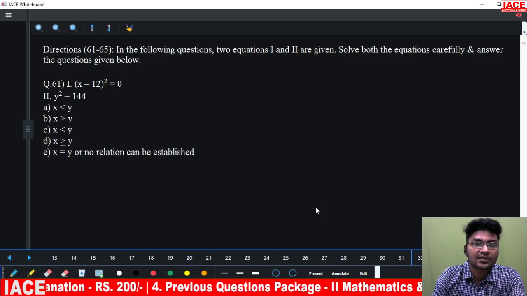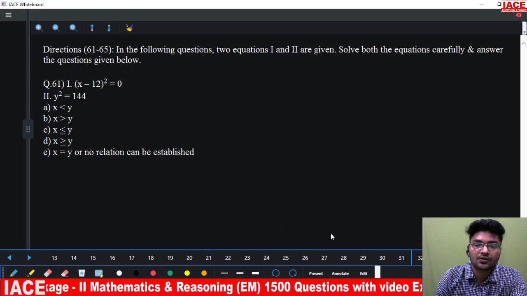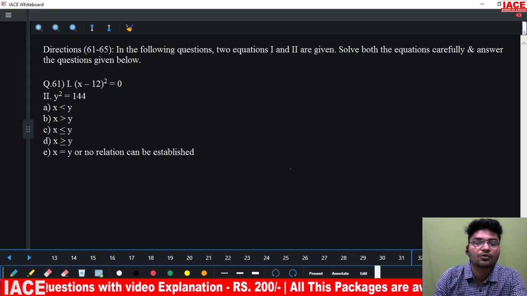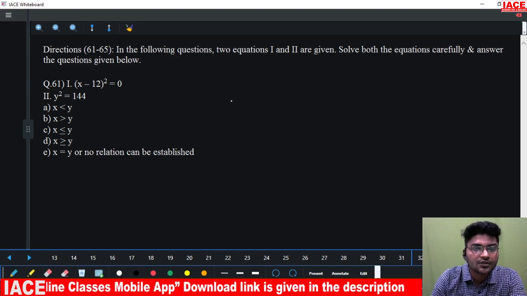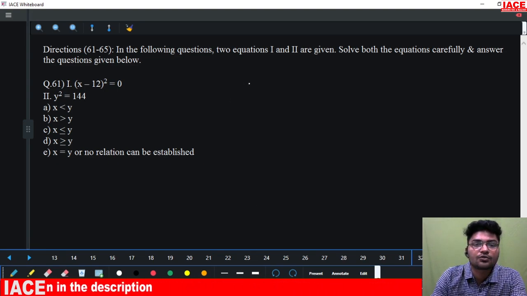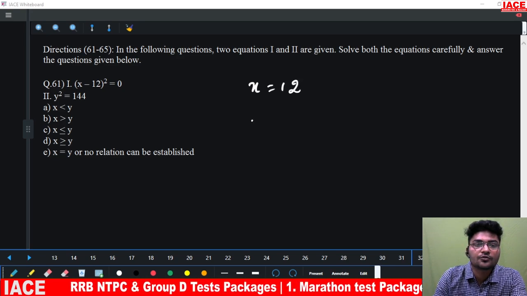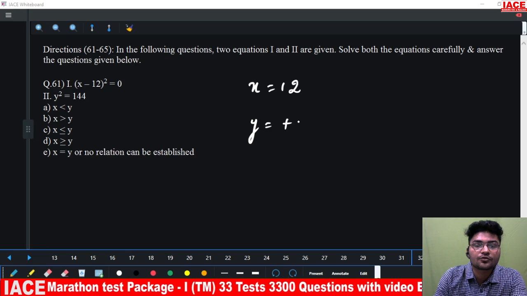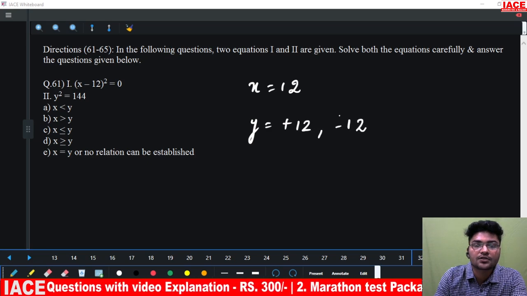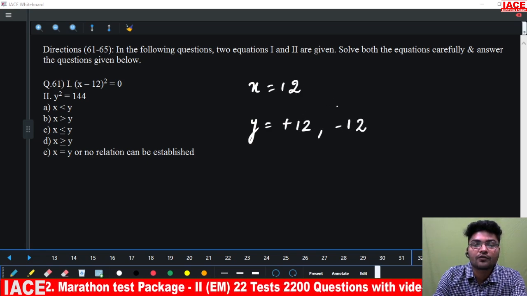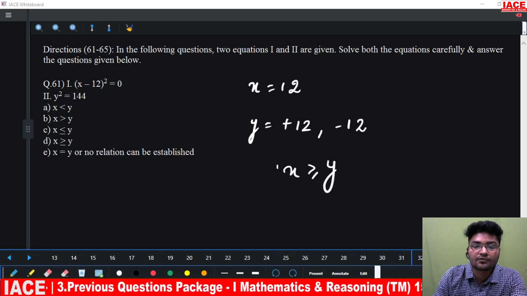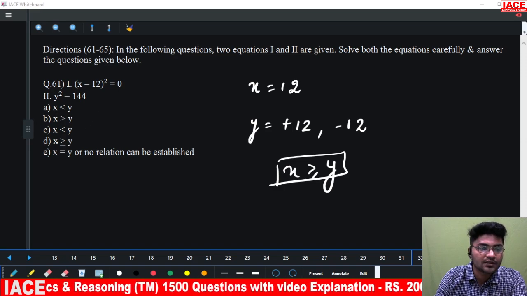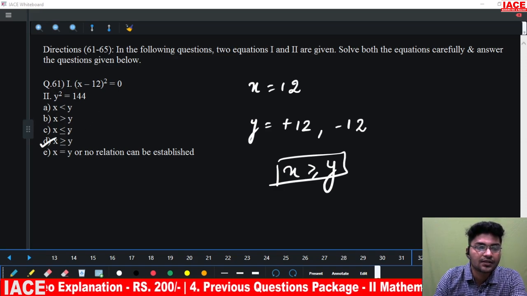So question number 61 is your quadratic equation. In this quadratic equation, we are given two equations. X minus 12 whole square is equals to 0. That means x value is how much? 12. And y square is equals to 144. That means y is equals to plus 12 and y is equals to minus 12. 12 is equals to 12. 12 is greater than minus 12. That means x will be greater than or equals to y. That is our option D. Option D is the correct answer.